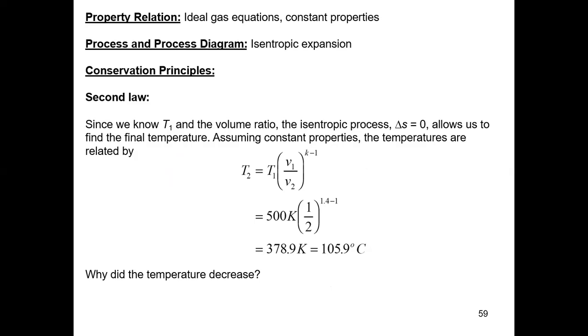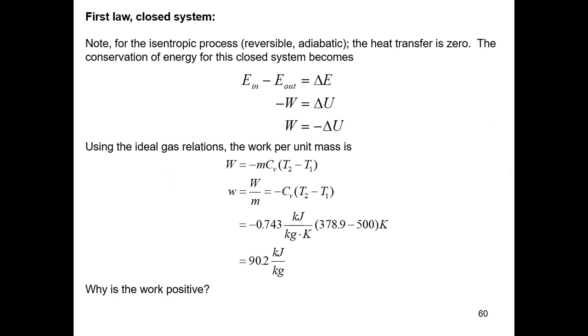We use the second law, T2 is equal to T1 times specific volume 1 divided by specific volume 2, raised to the power of K minus 1. And assuming constant properties, the temperatures are related by this formula. So we find T2. Note for isentropic process, reversible adiabatic, the heat transfer is zero. The energy balance for this closed system becomes E in minus E out is equal to delta E. And we know minus W is equal to delta U, or W is equal to minus delta U.